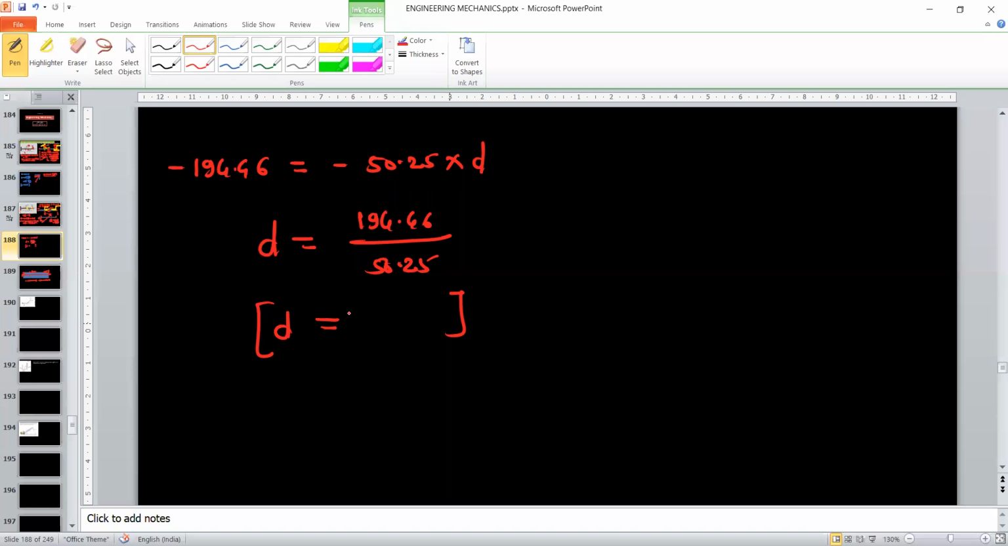So 3.869. So 3.87 meter. Okay. So this is your final answer. That is the distance of the resultant with respect to point A. But this distance is not along the rod AB. So it is just a perpendicular distance.